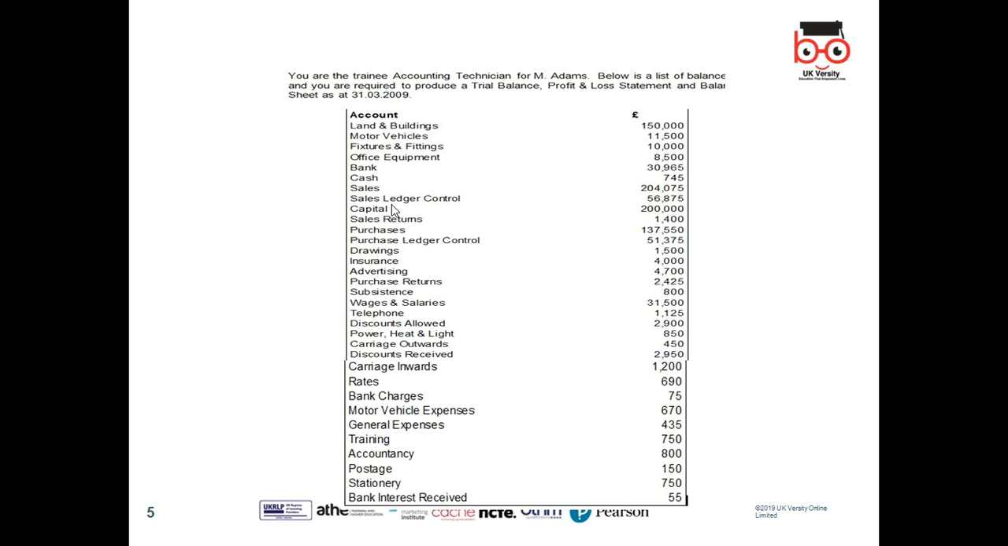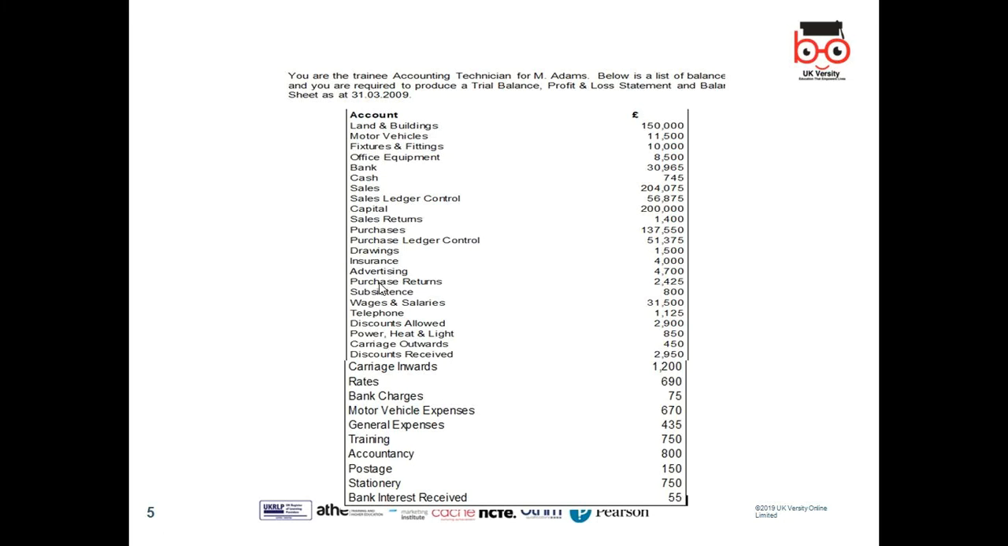Sale return goes on the debit side. Purchases goes on the debit side as expense. Purchase ledger control means trade payable, which goes on the credit side. Drawing will go on the debit side. Insurance will go on the debit side. Advertising is expense, goes on the debit side.